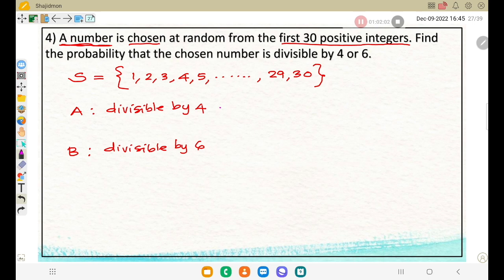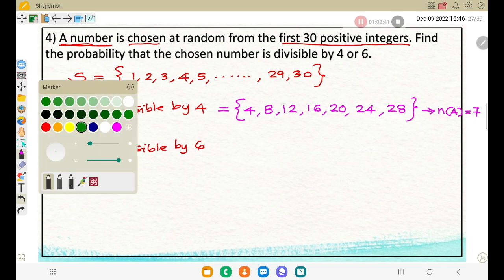What is the A set? The numbers divisible by 4. Just write the multiples of 4. 4, 4 plus 4 is 8, 8 plus 4 is 12, 16, 20, 24, 28. Then the next, 32, will not come here. Maximum is 30 only. So how many elements are there in A? The number of elements of A is 7 numbers. Correct?